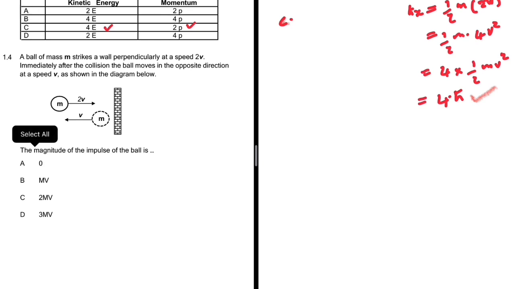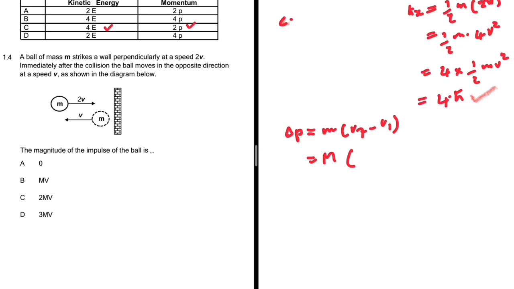So 1.4 says a ball of mass m strikes a wall perpendicularly at a speed 2v. Immediately after the collision, the ball moves in the opposite direction at a speed v, as shown in the diagram below. The magnitude of the impulse of the ball is. So impulse is equal to the change in momentum, right? But it is also equal to F net delta T. So we're going to have m multiplied by vf minus vi.